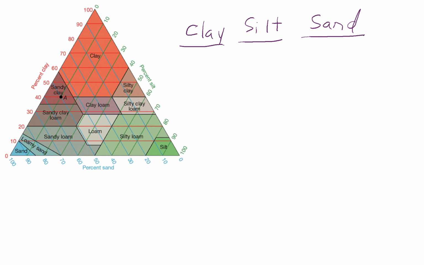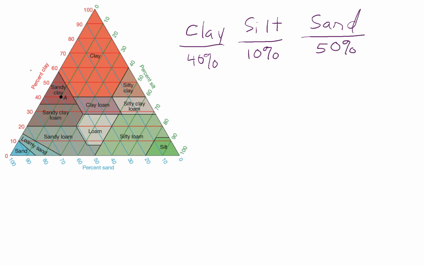So let's say that there's a soil that's 40% clay, 10% silt, and that would mean that the rest is 50% sand. Now, the way that you use the soil texture triangle is to find one of the percentages.